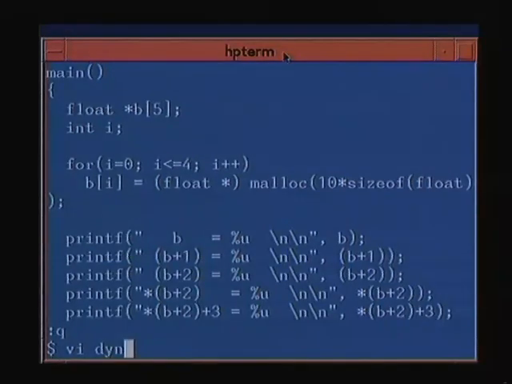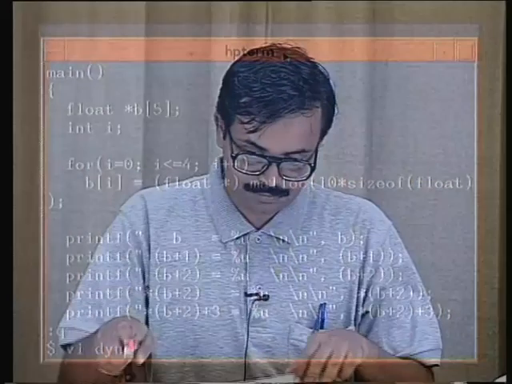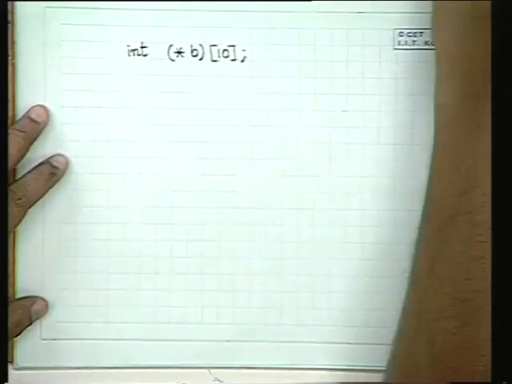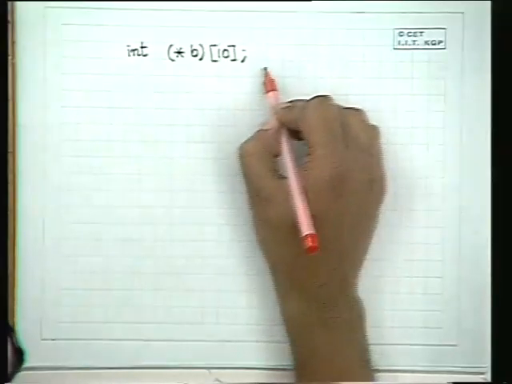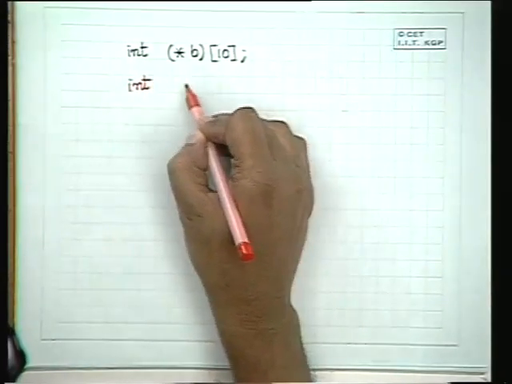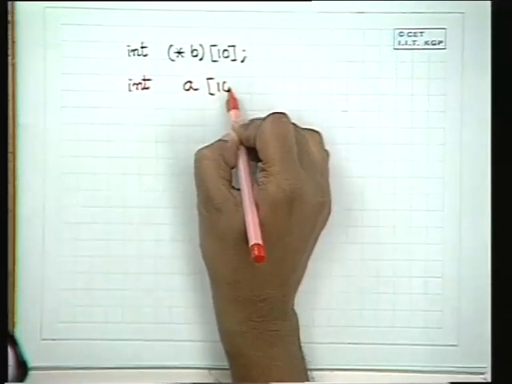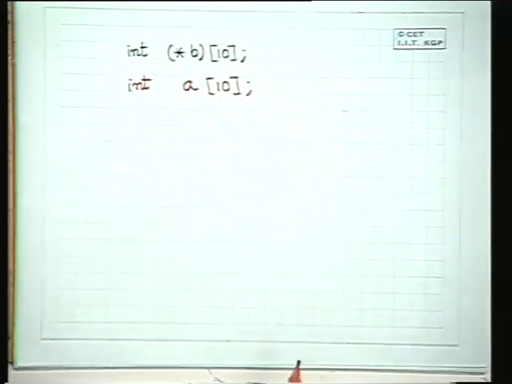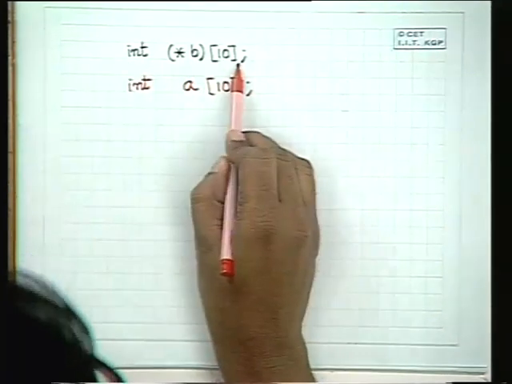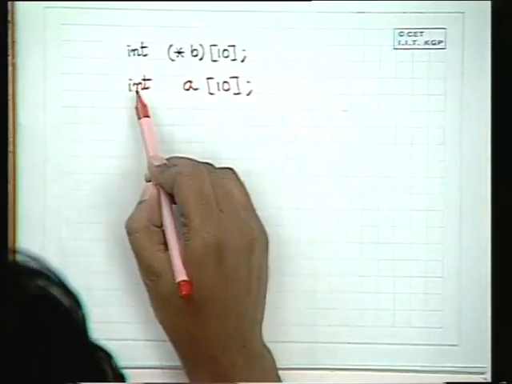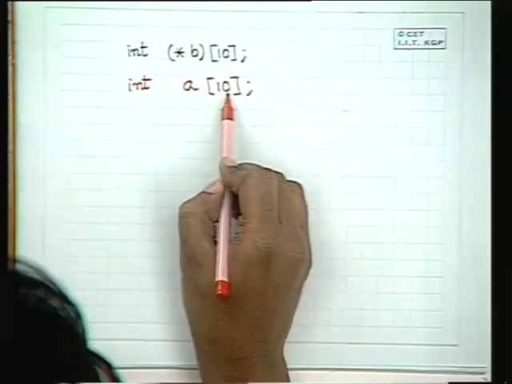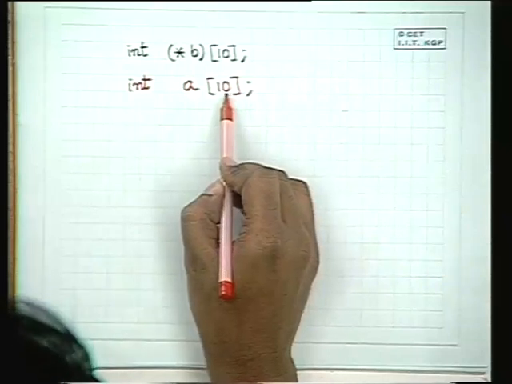Now coming back to the other one. This one. What does this mean? To understand what this means, let us see what this means. This means A 10, so there is an array A of size 10 integers.